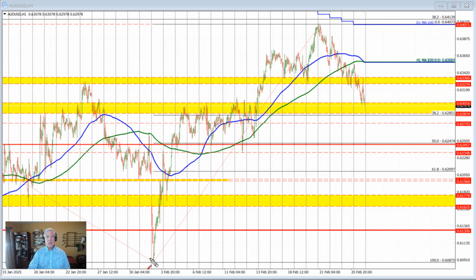As the U.S. session comes to a close and the Asian Pacific session looks to begin, I thought I'd take a technical look at the Aussie versus U.S. dollar. So let's get started. I'm going to focus on the hourly chart, and what we've seen in price action today is a continuation of the move to the downside that we've seen over the last few trading days.